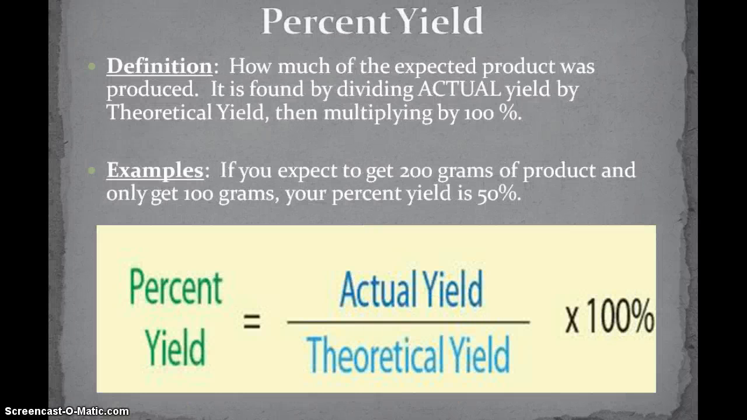Percent yield. Percent yield relates the actual and the theoretical yield together, and you'll see it in the equation right down here. The percent yield is how much of the expected product was produced. It is found by dividing the actual yield by the theoretical yield and multiplying by 100%. For example, if you expect to get 200 grams of product, which would be the theoretical yield, and you actually only get 100 grams, your percent yield would be 50%.